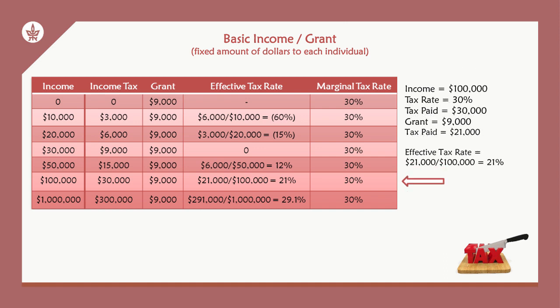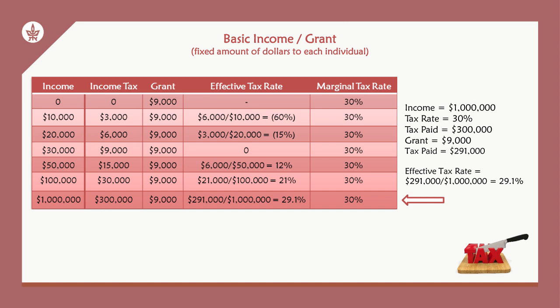And in the sixth row, the resident has an income of $100,000. He pays 30% income tax, that is $30,000, but receives a grant of $9,000. His effective tax rate is $21,000 out of his $100,000 of income, that is 21%. The marginal tax rate is 30%.